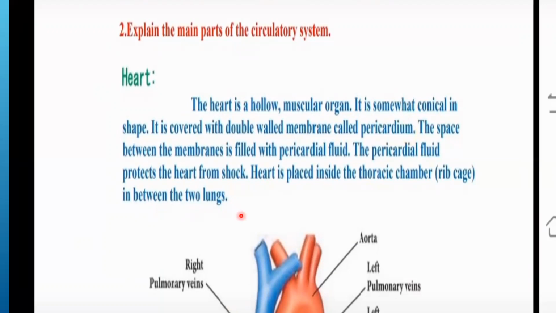The heart is a hollow muscular organ, cone-shaped, and covered with 2 wall membranes called the pericardium. Between them there is some space, which is filled with pericardial fluid, and this fluid protects the heart from shock. The heart is placed in the rib cage, between the 2 lungs.